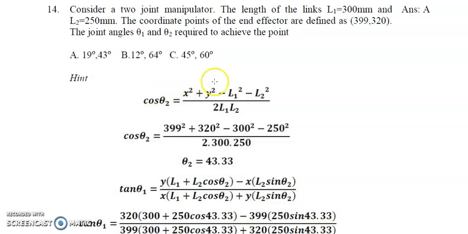Because it is a two joint manipulator, the equation is for cos theta 2: x square plus y square minus L1 square minus L2 square divided by 2 L1 L2. These equations are derived equations from the derivation. Normally for descriptive type the derivation is asked. In this case we are going for MCQs. We need to remember the formulae, and then only we can easily apply the values and we can find the answer.